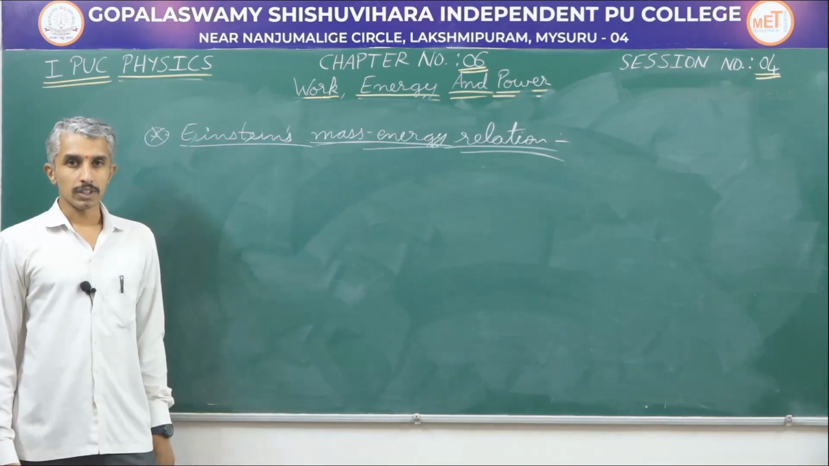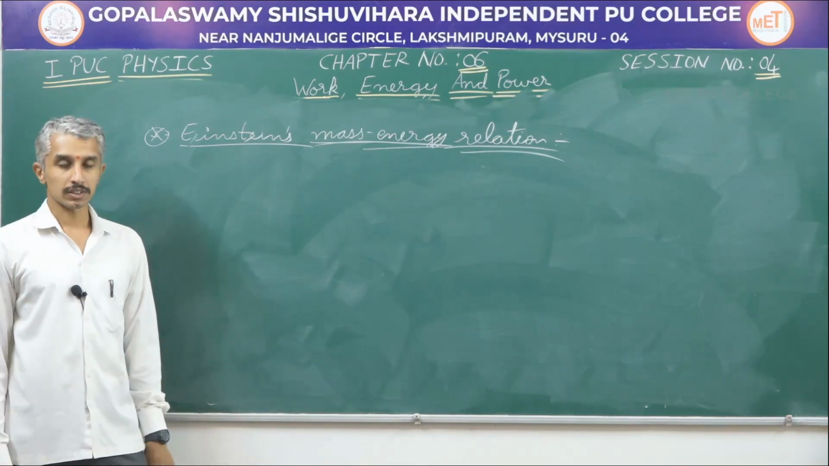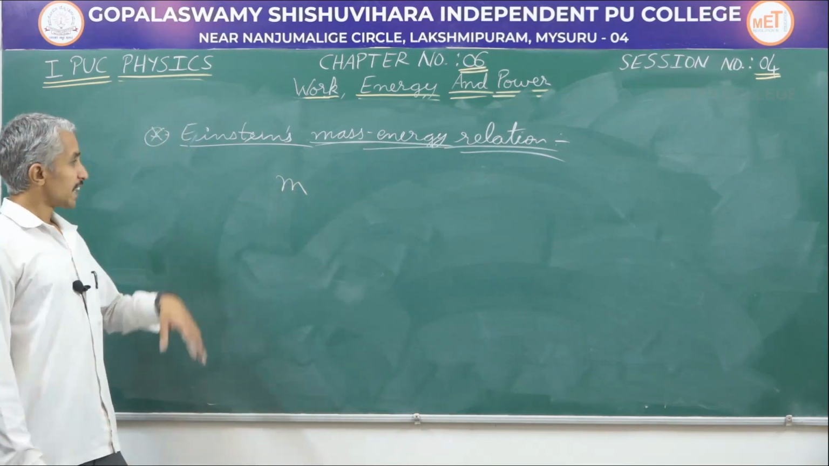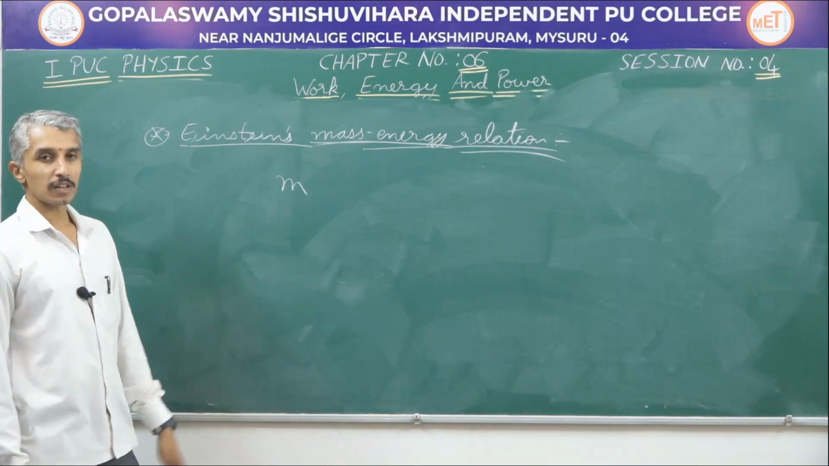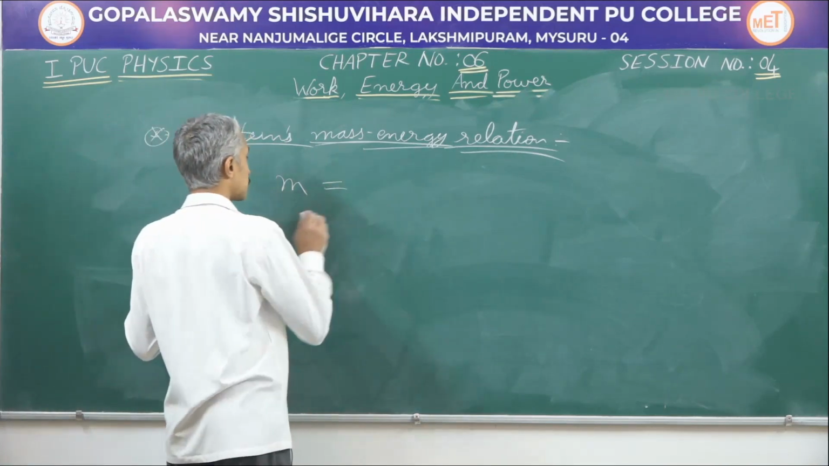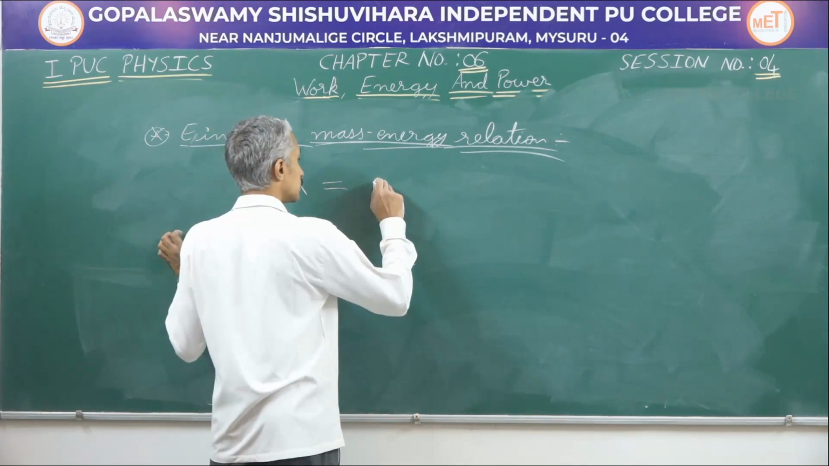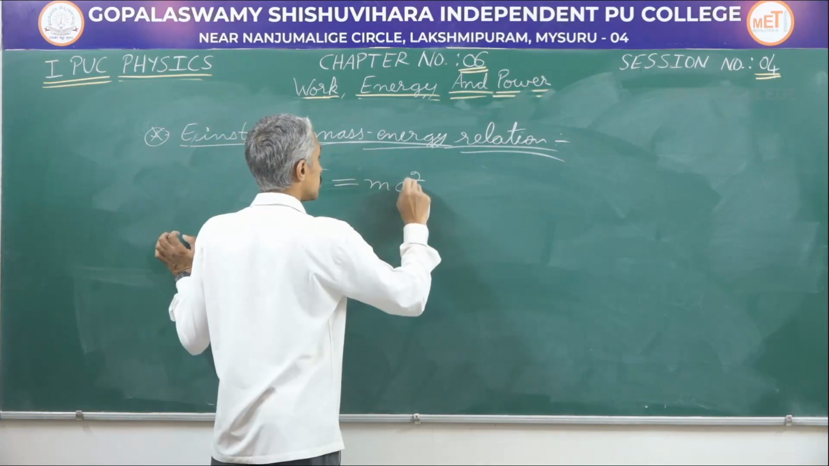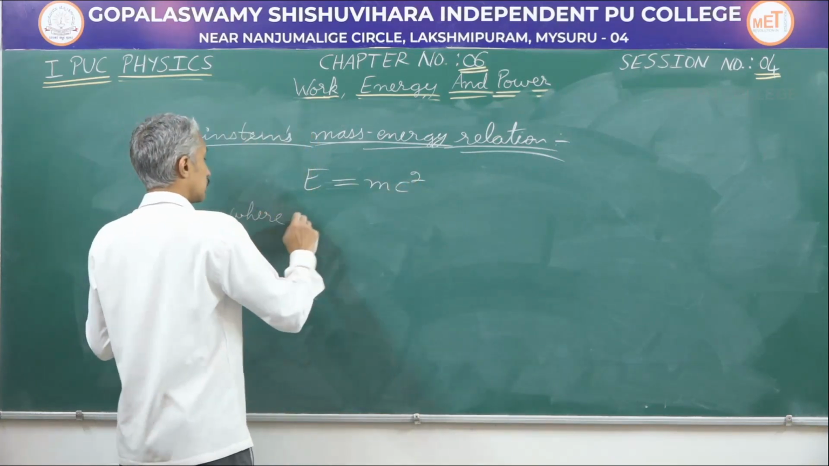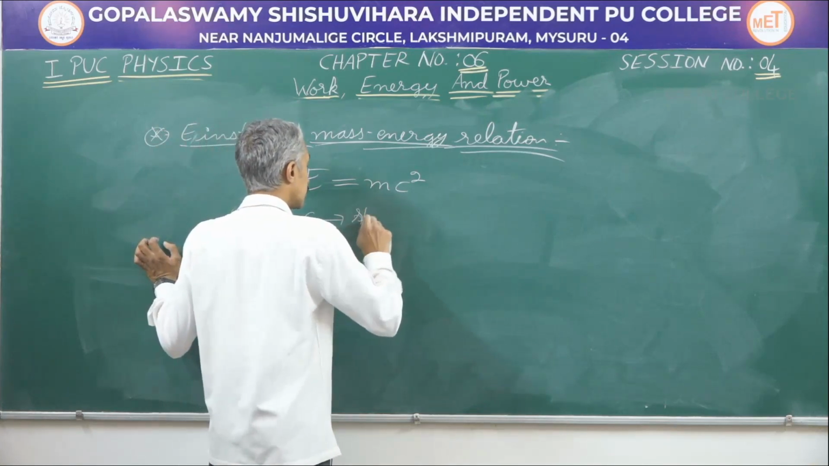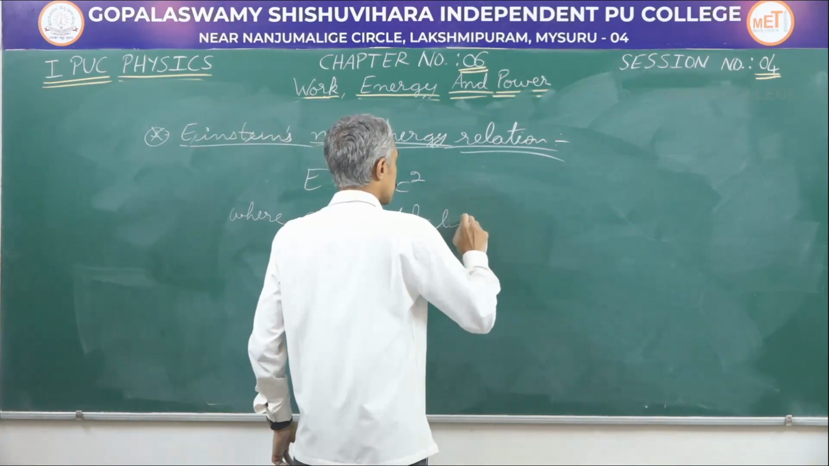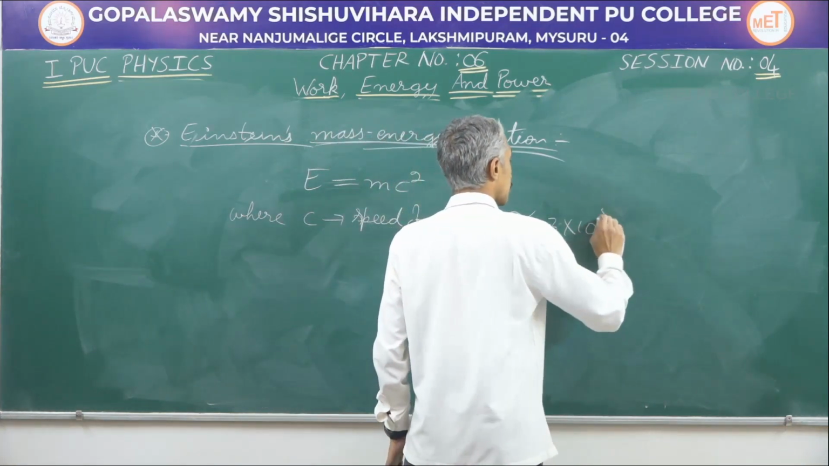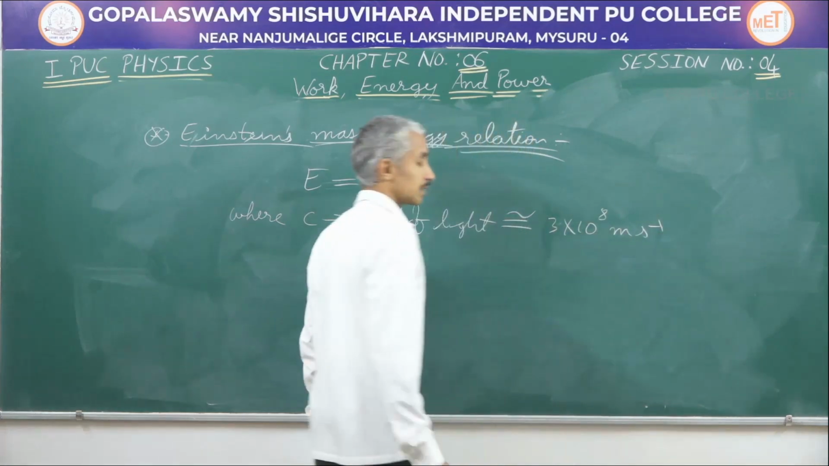Finally, we will end the session with Einstein's mass energy relation. Einstein says that if we have a mass m, it can be converted into energy. All the mass m can be converted into energy, and the total energy that we can produce from the mass m is given by E is equal to mc square, where c is the speed of light, which is very nearly equal to 3 into 10 to the power of 8 meter per second.